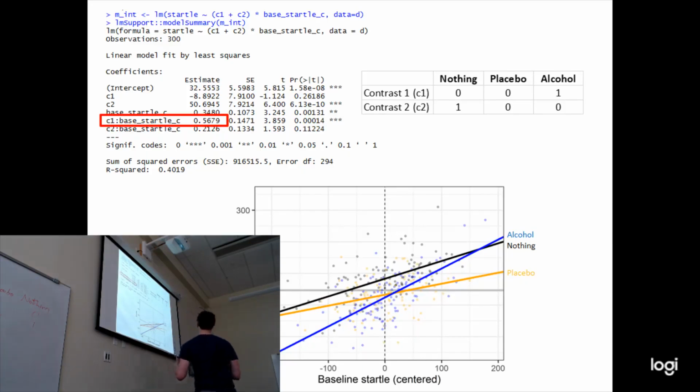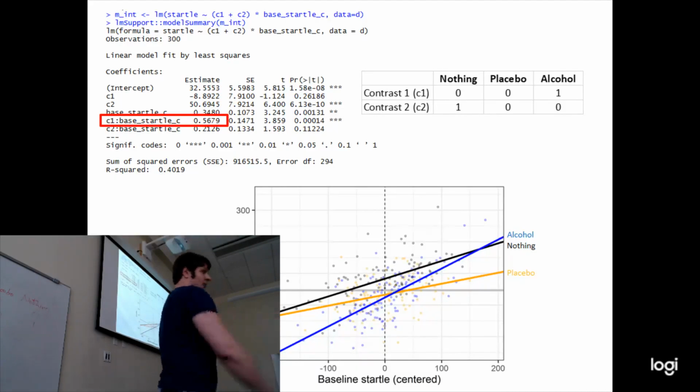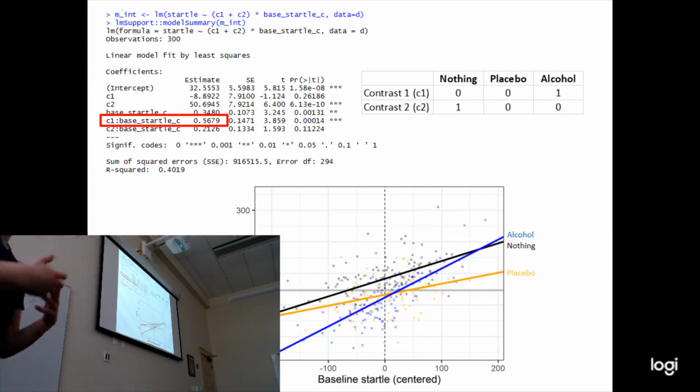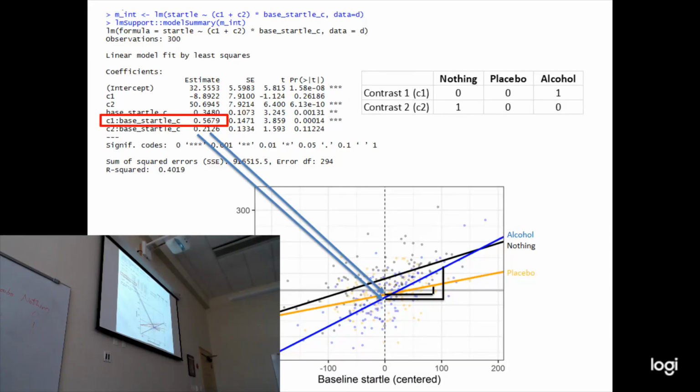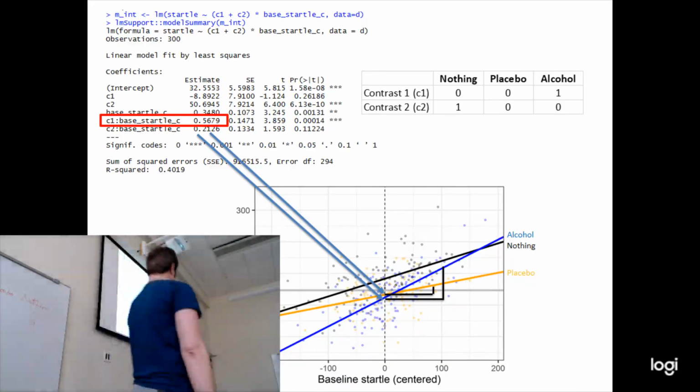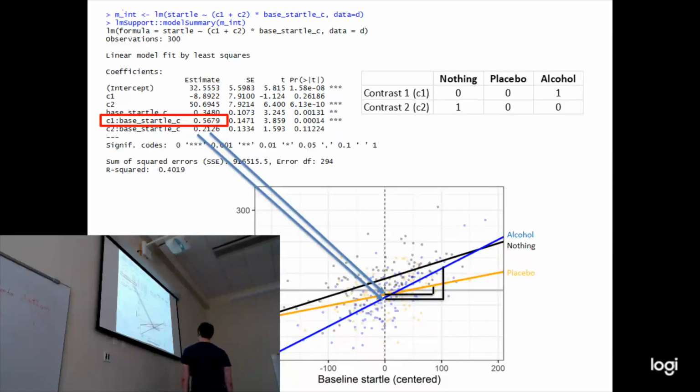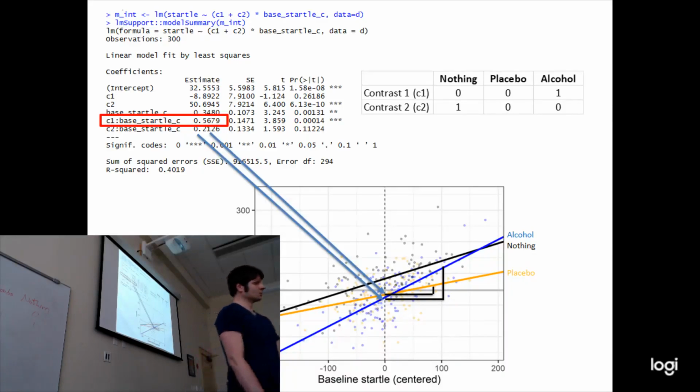Okay. So given your understanding of dummy coding and how it gives you comparisons between a reference group and some other group, where do you think C1 is represented on this graph? Difference in slopes between alcohol and placebo. Absolutely. That's yet another way of understanding what this coefficient is. It's the difference in slopes between that orange line and the blue line. The prediction line for this placebo group, and the prediction line for the alcohol group.